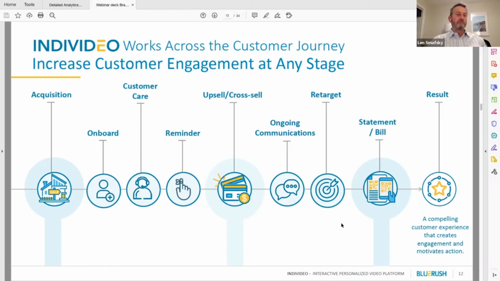Let's talk about BlueRush. What makes you more competitive or the choice for these potential enterprises? Sure, it's a great question.